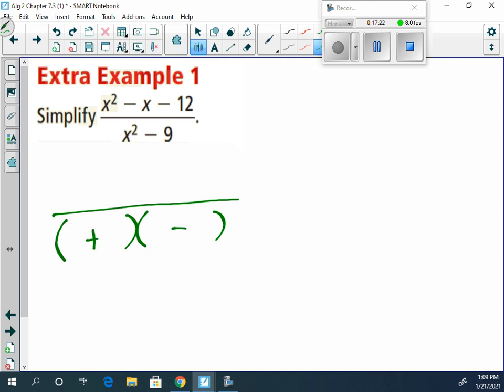We'll have plus and minus. One's going to be positive, one's going to be negative. Factors of x squared are going to be x and x. And the factors of 9 are 3 and 3. Any questions on this here so far? Okay. We're also going to need to factor the numerator.